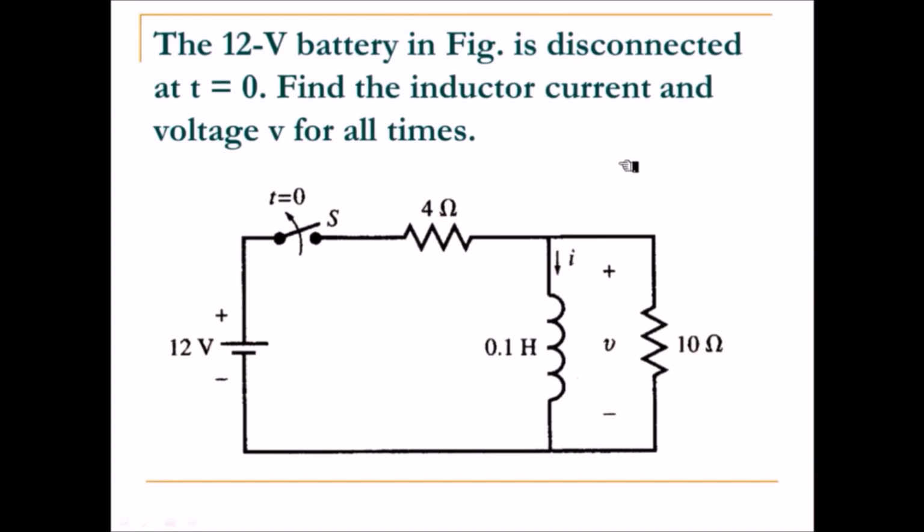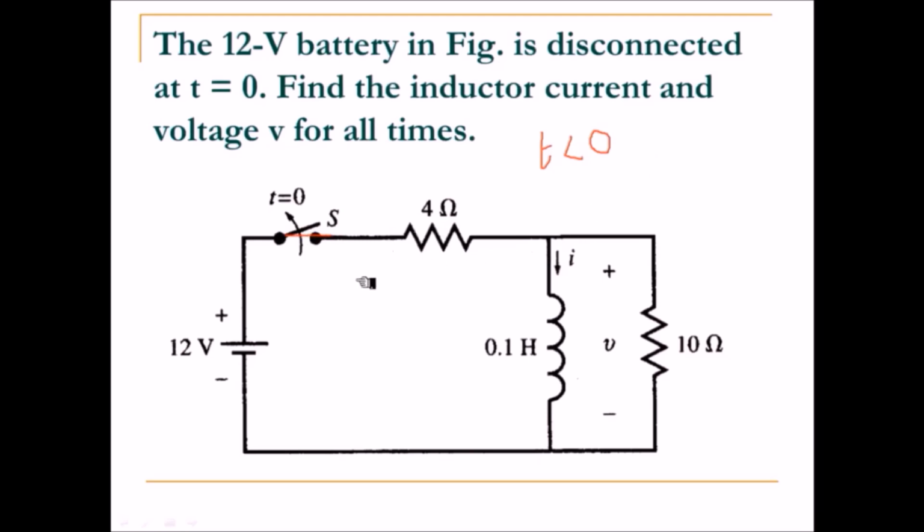Let's consider one simple example to understand the source free RL circuit. The 12 volt battery in the figure is disconnected at t equal to 0. Find the inductor current and voltage V for all times. So we have a 12 volt source and switch, a 4 ohm resistor, a 0.1 Henry inductor and a 10 ohm resistor. As per the question, the switch is disconnected at t equal to 0. That means when t is less than 0, the switch is closed, right?